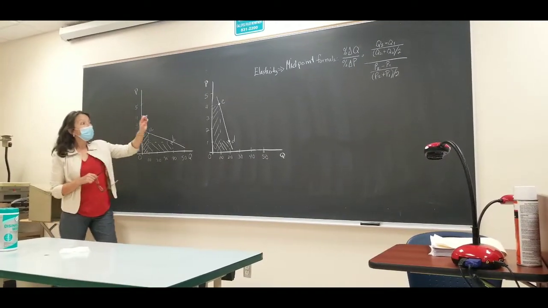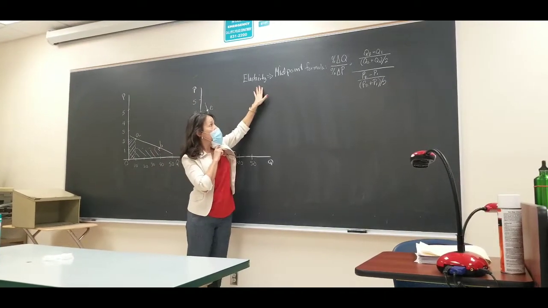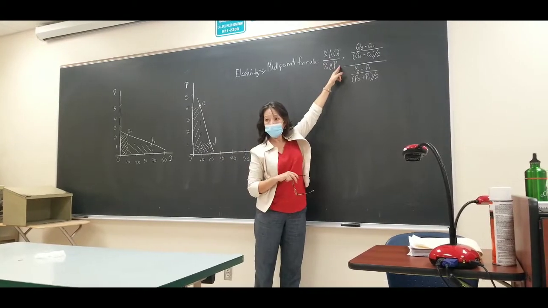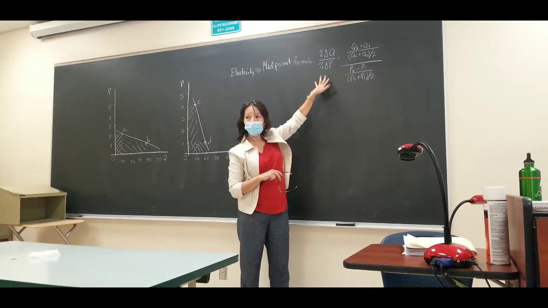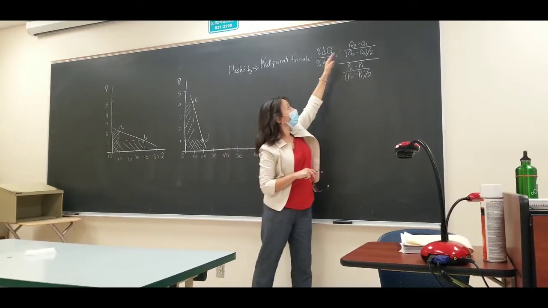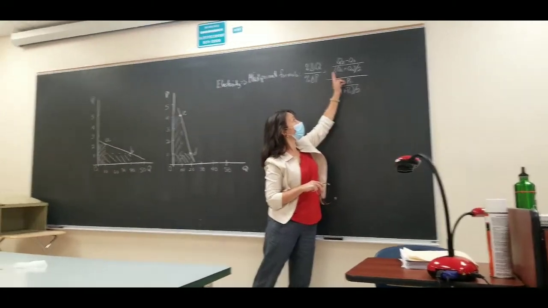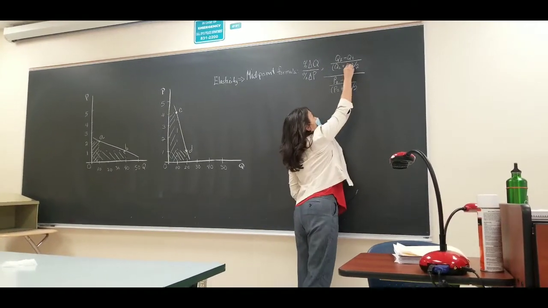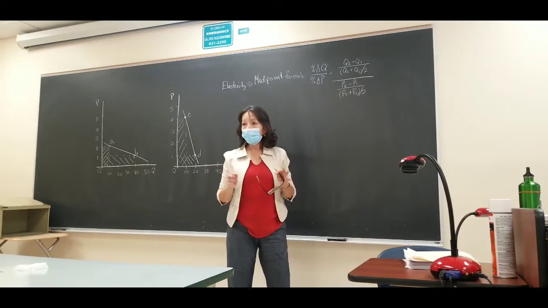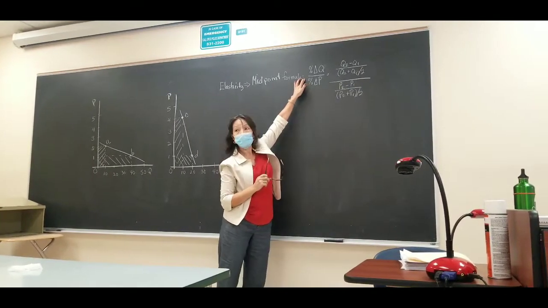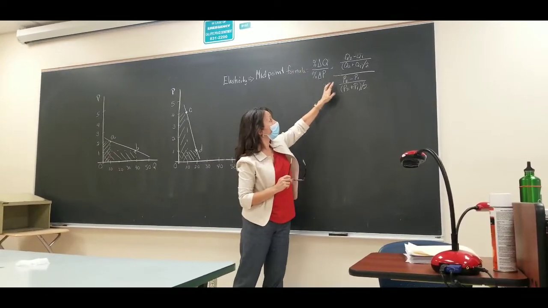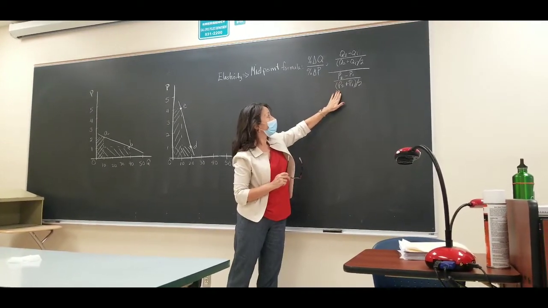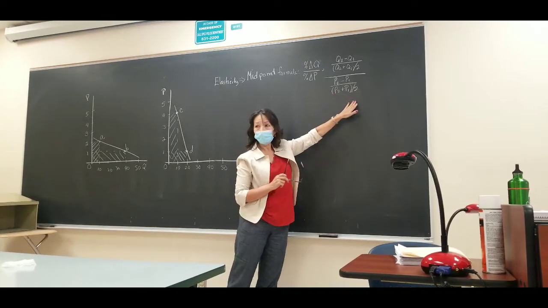Okay? So our formula for elasticity, using the midpoint formula, is always going to be the percentage change in quantity divided by the percentage change in price. For quantity, we do Q2 minus Q1 over (Q2 plus Q1) divided by 2. That's going to give us an average percentage change for quantity. Then for percentage change in price, P2 minus P1 over (P2 plus P1) divided by 2.